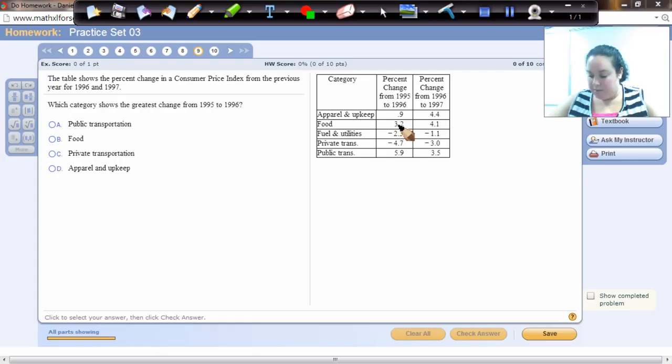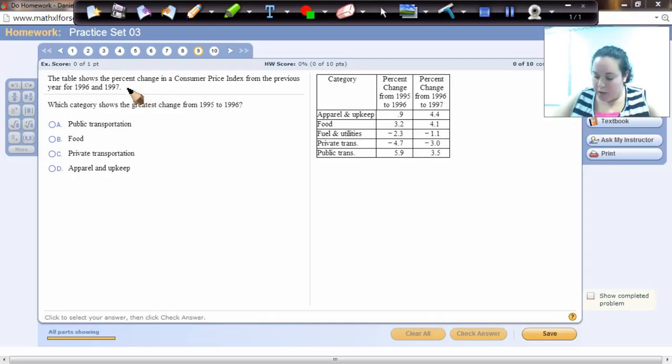Food went up, okay, increase, 3.2%. Fuel and utilities decreased. Okay, see how it's negative? So it went down 2.3%. Private transportation went down, it was a decrease 4.7%, and public transportation went up 5.9%. So the negatives and the positives mean decrease or increase.